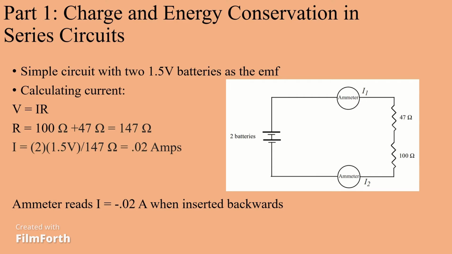So here in part one, you're just going to see the charge and energy conservation in a simple series circuit. The EMF in this case is two batteries, which are 1.5 volts each, so 3 volts total. We can calculate the current by adding up both of the resistors and then dividing the volts by the resistance, and we get 0.02 amps as the current.